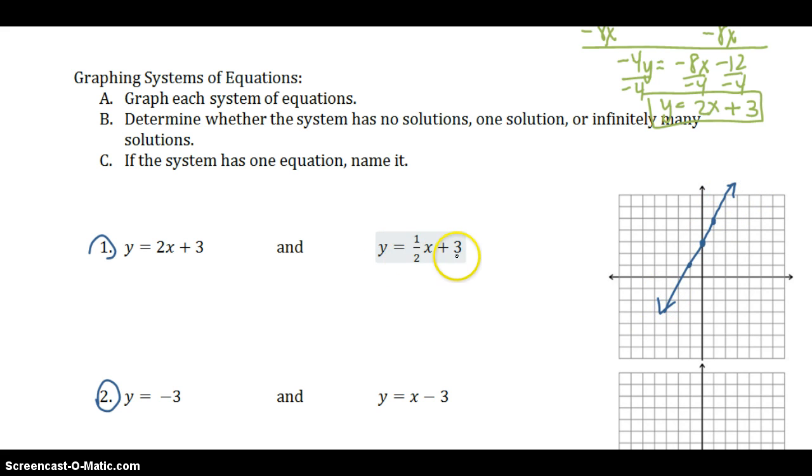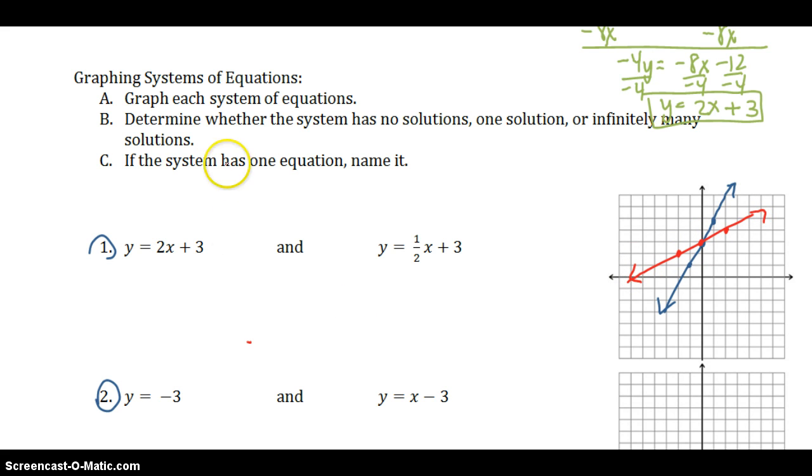Then the second line, the y-intercept is at 3. Let's do a different color. So our y-intercept is at 3. Our slope is 1 over 2. So rise 1, run 2, or down 1, left 2. And get your straight edge. We already know that the two lines intersect at that y-intercept at the point (0, 3).